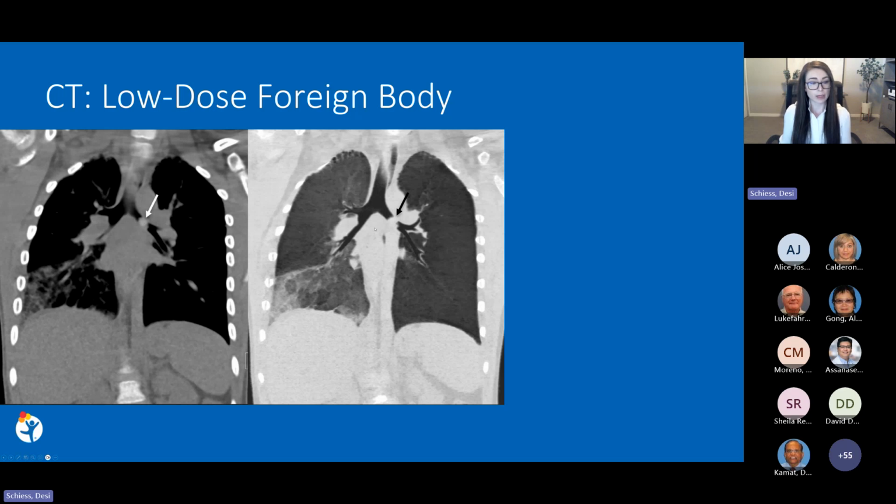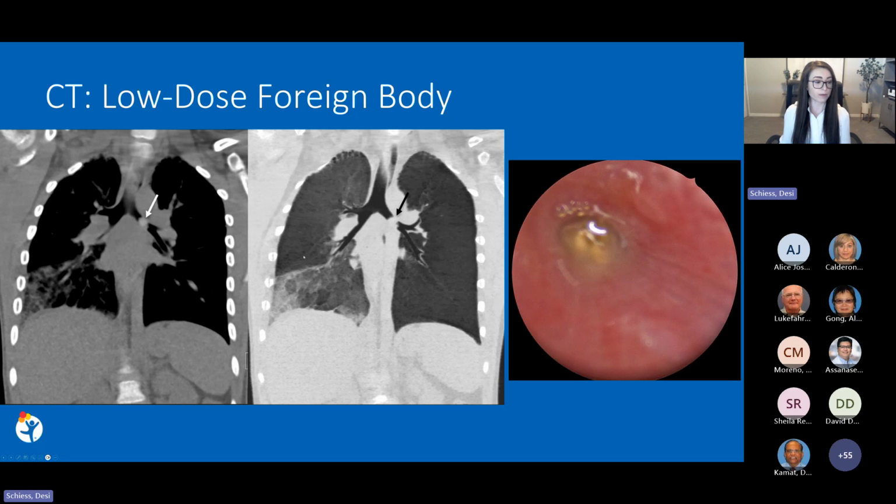This minimum intensity projection image enables visualization of nearly the entire central bronchial tree in a single image and nicely demonstrates the filling defect here. There were also patchy right lower lobe opacities suggestive of aspiration or pneumonia. Intraoperative image from flexible bronchoscopy demonstrates an obstructing popcorn kernel that was removed.